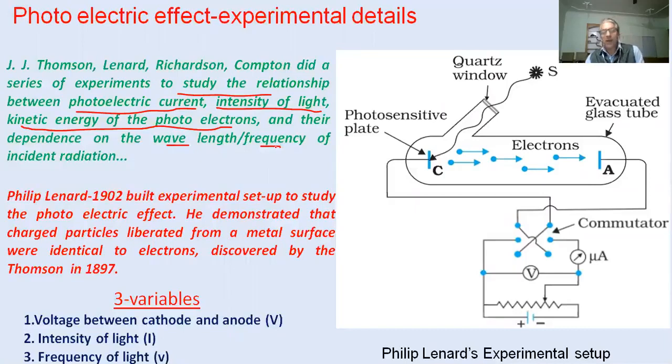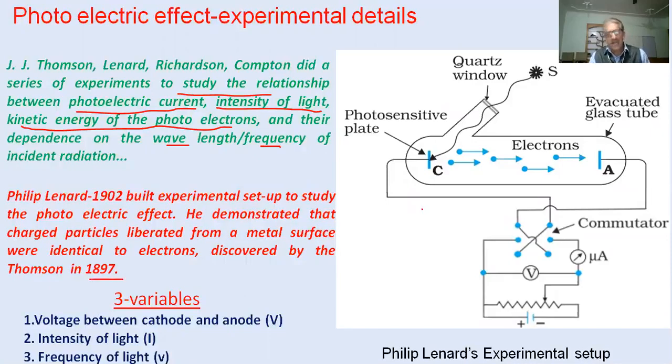Now, Philipp Lenard established an experimental setup to study the photoelectric effect back in 1902. And he demonstrated that these charged particles which were liberated from the cathode were identical to electrons, which had been discovered just some years back by Thomson in 1897.